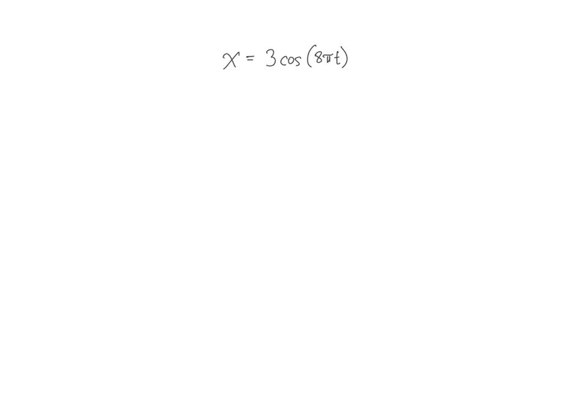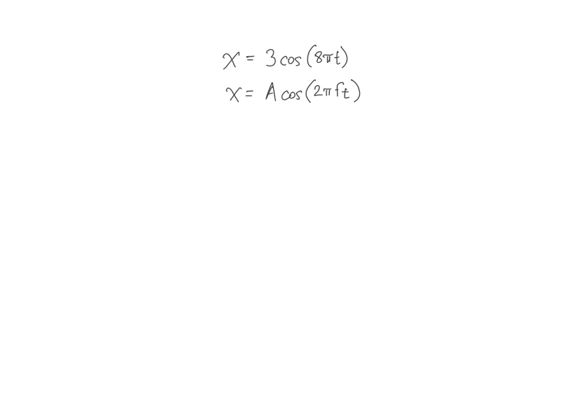So in the notes, we have a generic equation for simple harmonic motion, which is given as x is equal to A, the amplitude, times the cosine of 2 pi f t. So we can find several of these values just by matching these two equations together.